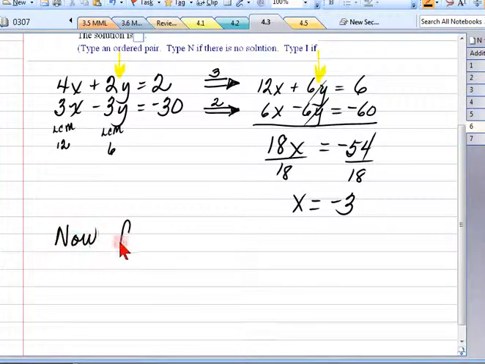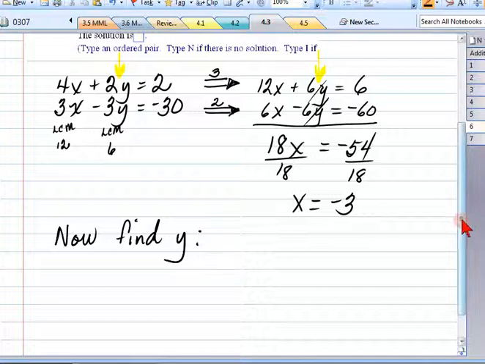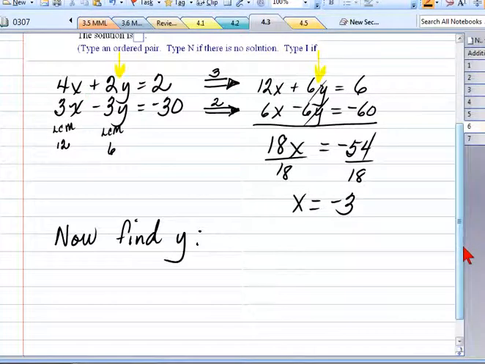Now, find y. I've got to find y. We have decision time, and it seems like we don't want to make decisions in here very much. So we have 1, 2, 3, 4 to choose from. Use the first one, you bet. We now have a method.